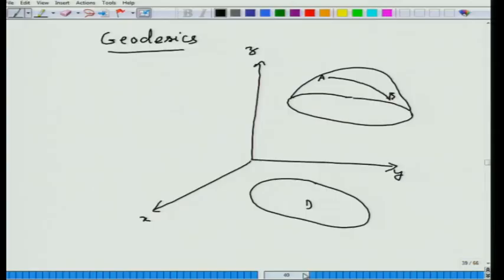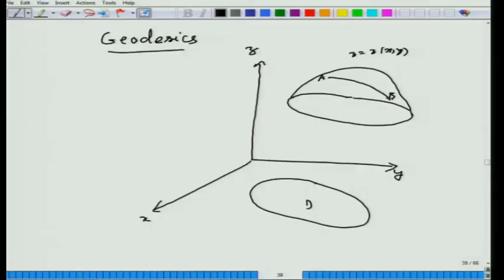Now, this can be described geometrically like this. You have a domain D in the xy plane, and this is the surface, described by z as a function of x, y. Here there are 2 points given, A and B, and a curve joining these 2 points lying on this surface. Now, we want to find that curve on this surface joining these 2 points which will have minimum length. That is what will be called a geodesic on this surface given by z equal to z of x, y.